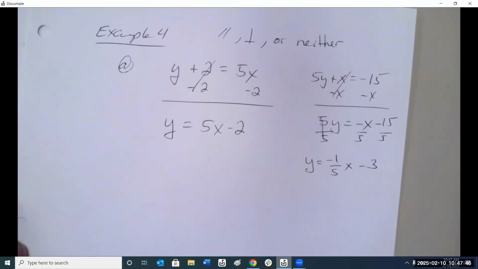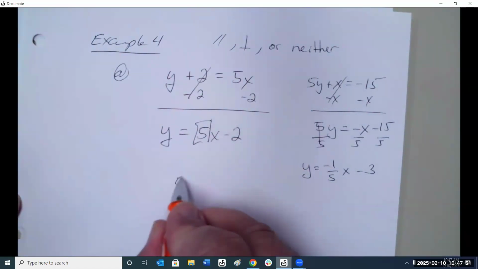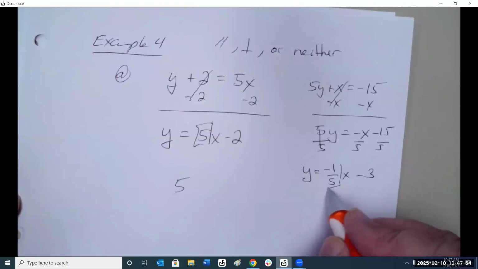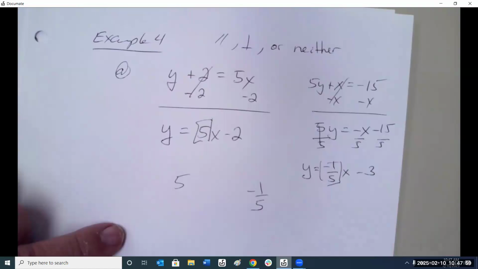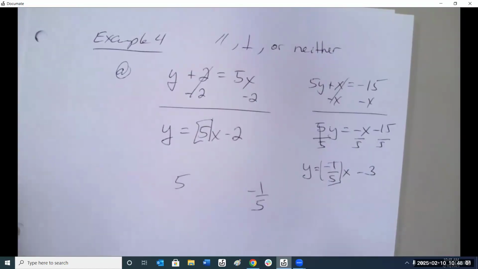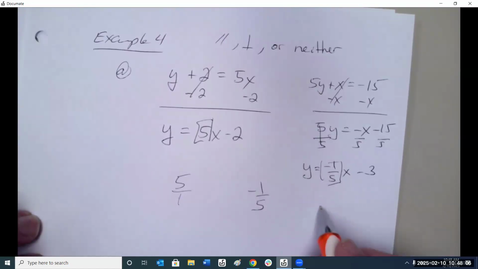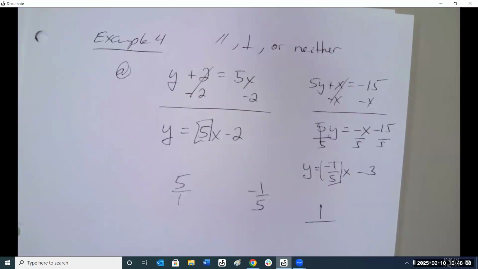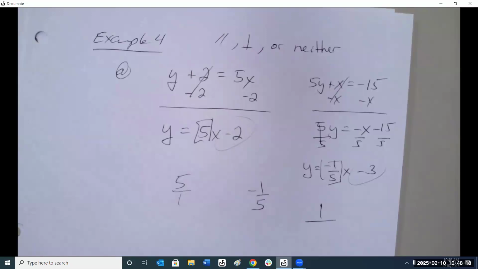So are they parallel, perpendicular, or neither? Here's the slope of one of them. Here's the slope of the second one. Are they opposite signs? That's a good sign. This is 5/1. Is this flipped? So it's perpendicular. These two lines are perpendicular. Remember, for perpendicular, the y-intercepts don't matter, because the lines can cross on the y-axis.